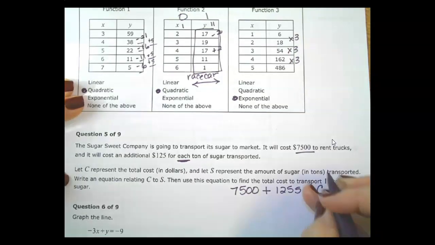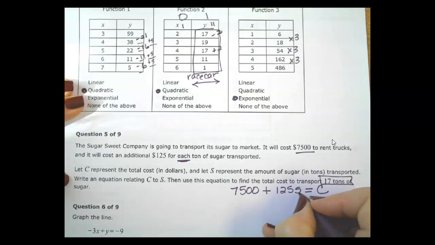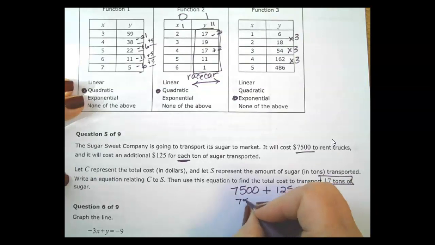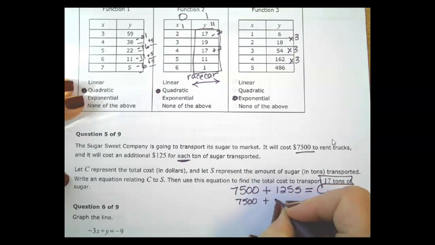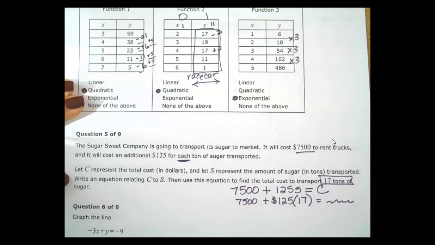Now it's saying, what happens if I have 17 tons of sugar? So where's the sugar? Right there. So then I would just substitute that in here. So 125, I don't need that dollar sign, but times 17, and that's going to give me this cost. Just substitute that value in.